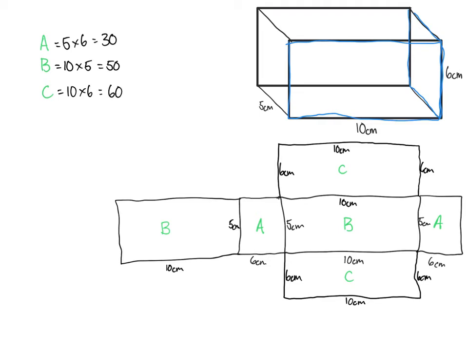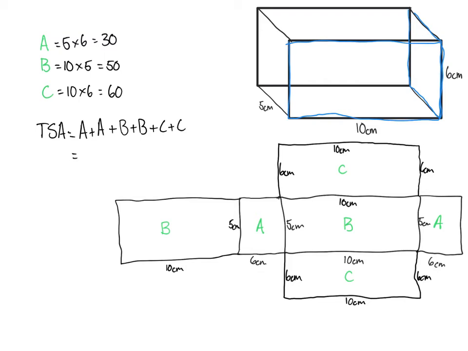So now that I know the area of each different type of piece in my net, I can work out the total surface area. So the total surface area for this particular object is going to be A plus A, I've got two of those, plus B, plus B, as I have two of those, plus C.